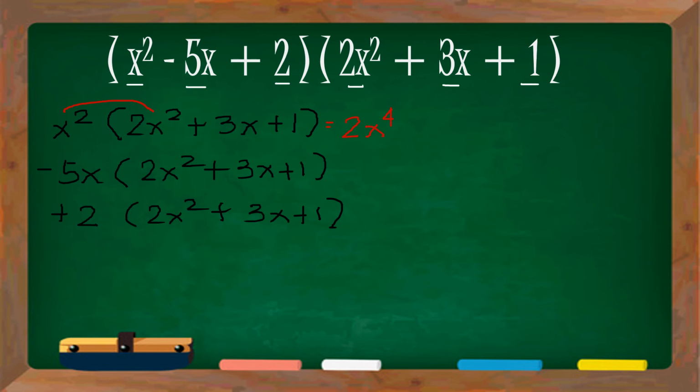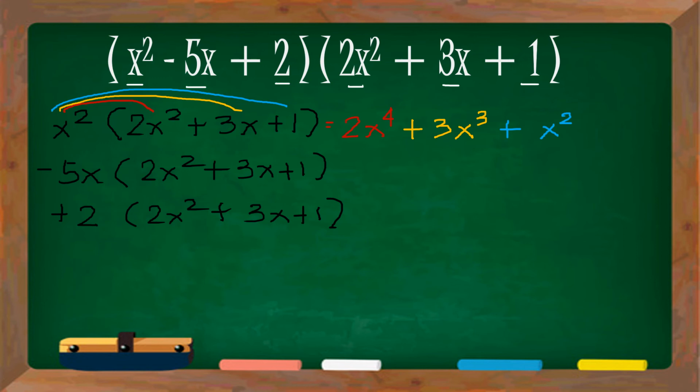Okay, next. We have x squared times natin dun sa second term na 3x. So, positive times positive is positive. Then, we have 3. Then, x to the third power. Then, we have x squared times the last term, positive 1. So, we have positive x to the second power. Hindi natin ilalagay yung 1. 1 is always invisible.